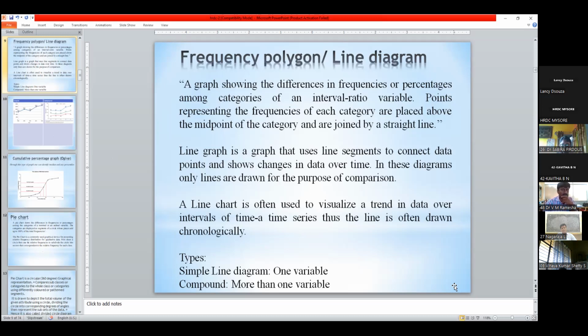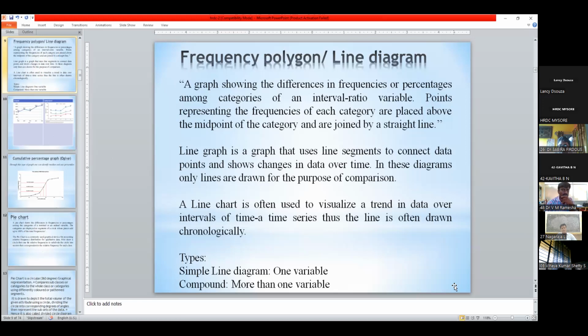You connect the data points, and you can easily see the trend of what is happening. So you can visualize a trend in data over intervals of a time series, usually chronological. And again, as we saw in the bar diagram, it could be a simple line or a compound diagram. We are going to use either one of them, simple or compound.